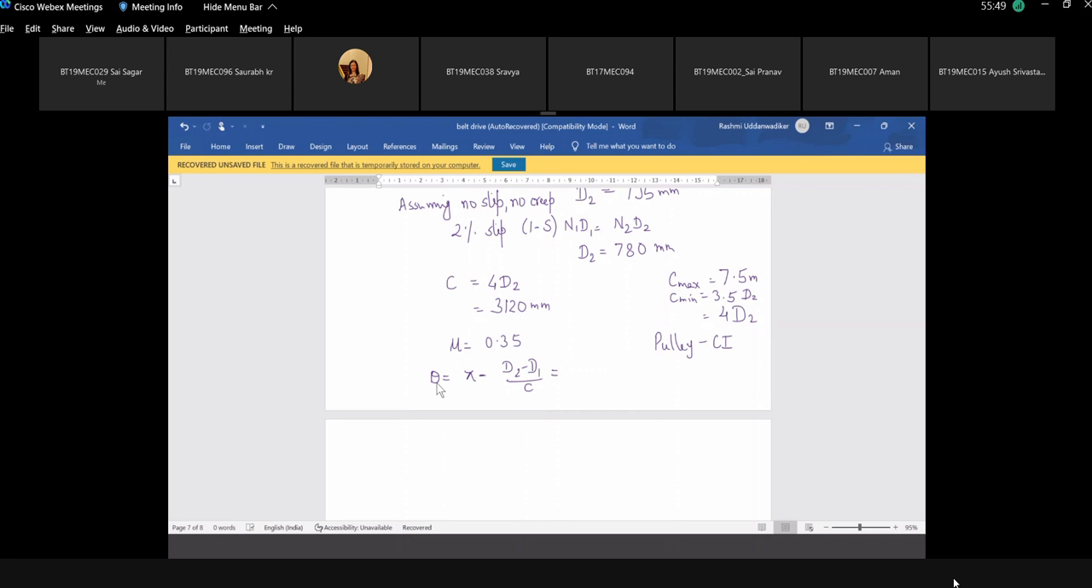Is that coming out to be 2.9? Theta is 2.9 radians. Okay, 2.96.